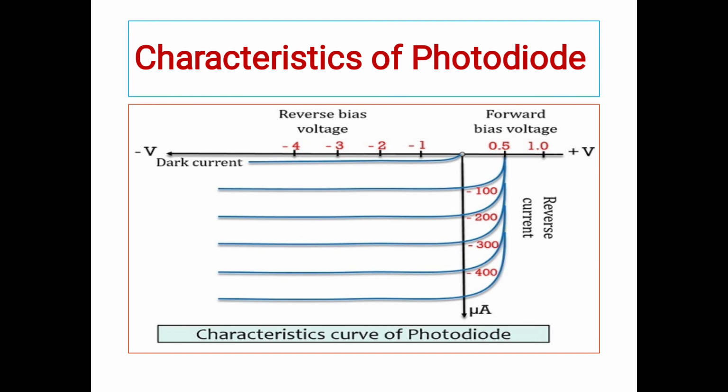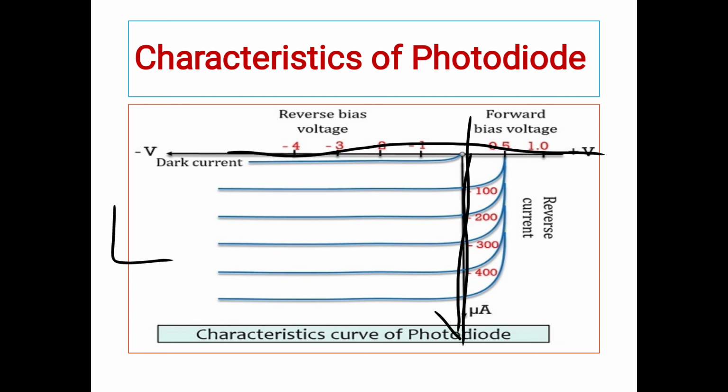Now we are going to study the characteristic of the photodiode. You can clearly see in the given figure, this is our characteristic curve. This vertical line divides the characteristic of the diode into two parts, and this is the horizontal line. The right side is representing the forward bias voltage or forward characteristic of the photodiode, and the left side is representing the reverse characteristic of the photodiode.